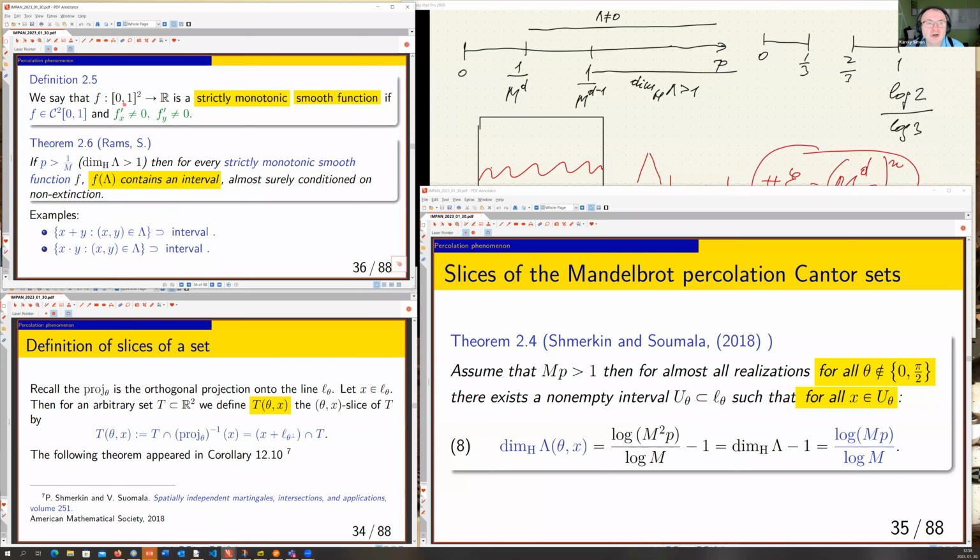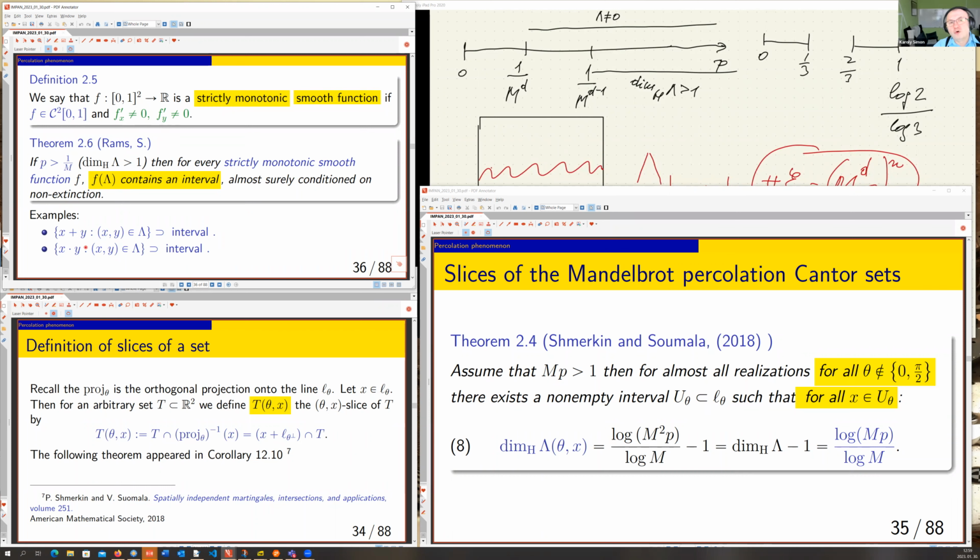in which we considered mappings from the plane to the line, which are strictly monotonic. For example, F is smooth and strictly monotonic, and P is big enough so that the dimension of the set is bigger than 1. Then the image under this function, the image of the Mandelbrot percolation, contains an interval. So in this case, the sum is basically the 45-degree projection.